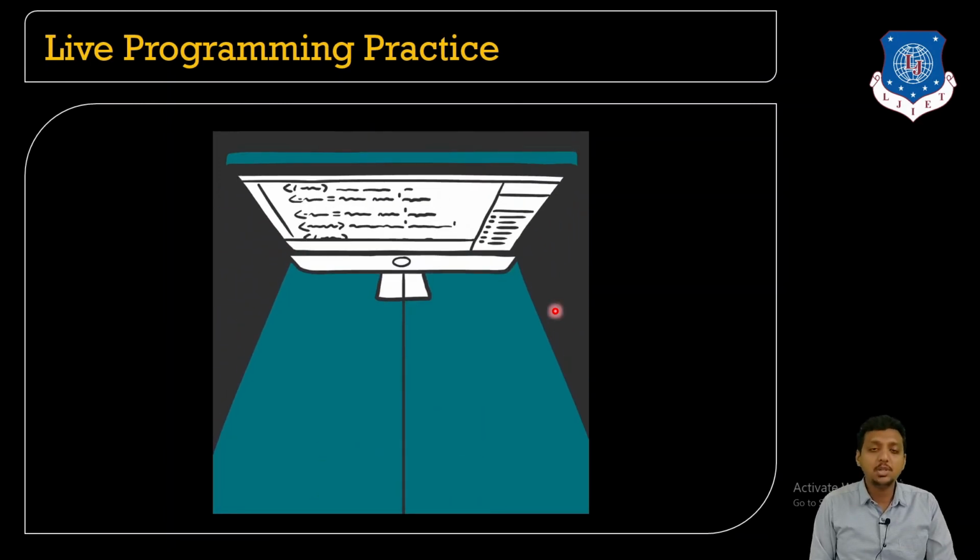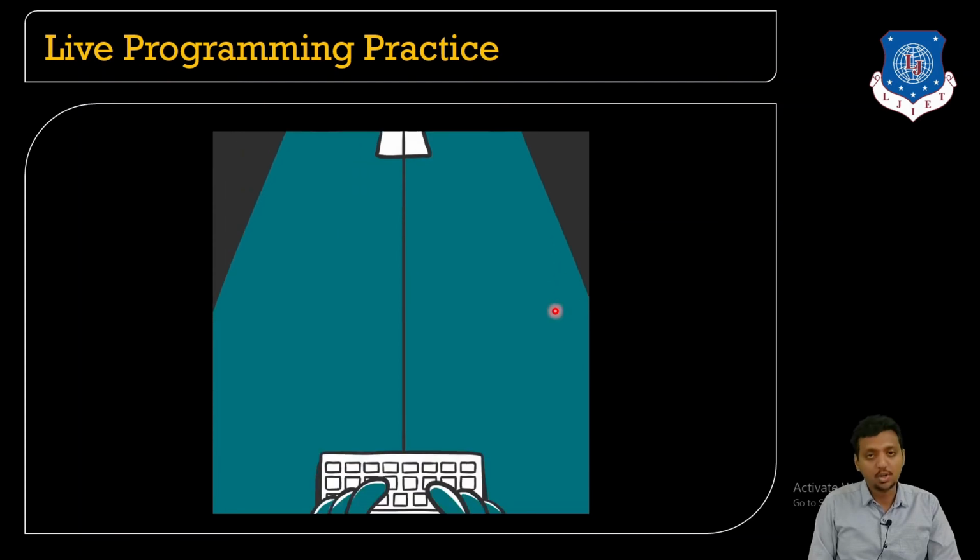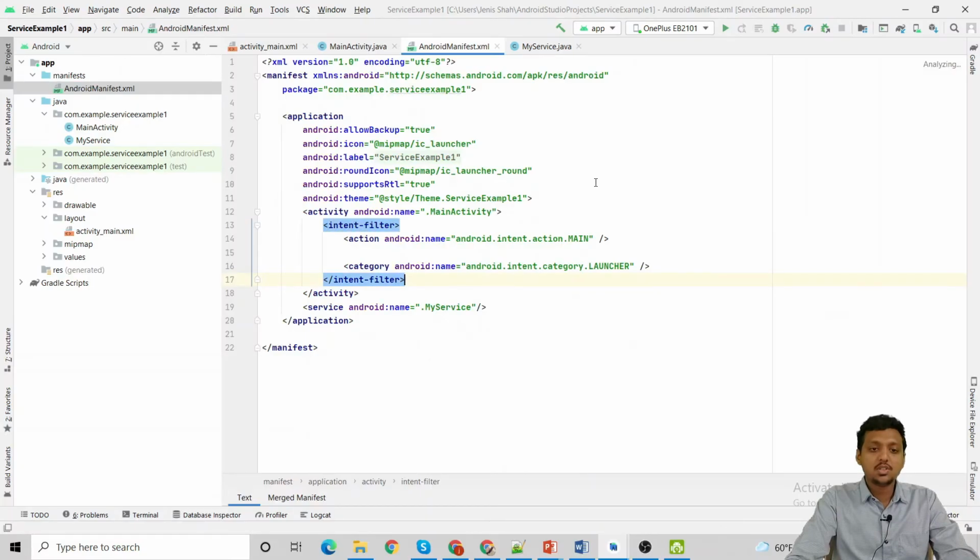Now let me show you a basic practical code for that. So students, let me first show you the AndroidManifest.xml file. See, here I didn't add any code, so this is my code as it is, but no, it is not as it is. See, I have added a line which is service android:name equal to MyService.